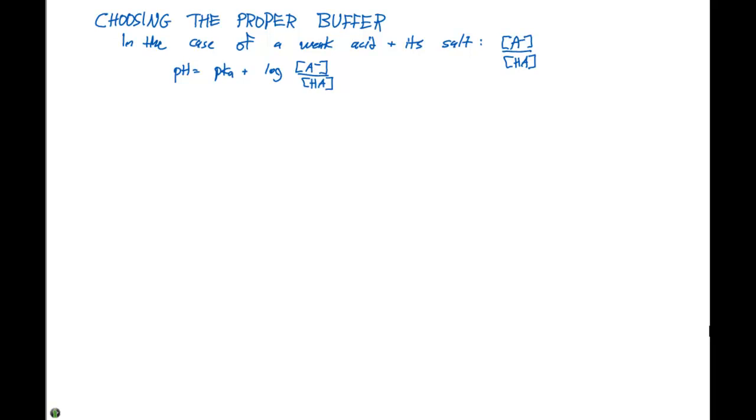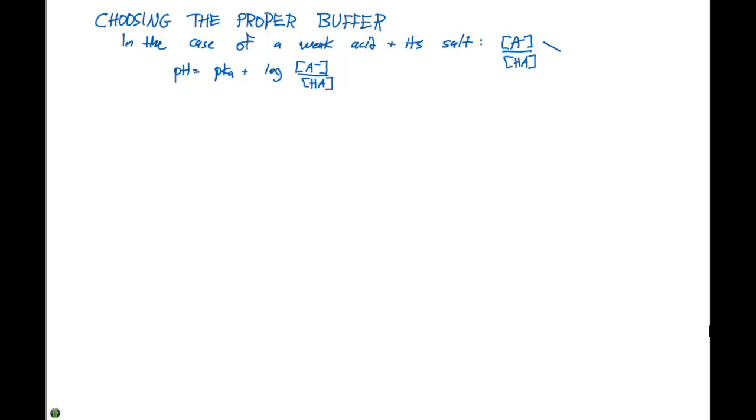In this video, we're going to go through some steps of how to choose the proper buffer. So in the case of a weak acid and its salt, the buffer capacity definitely depends on the concentration of A- over HA. Because remember from the Henderson-Hasselbalch equation, the pH is going to be equal to the pKa plus the log of A- over HA.